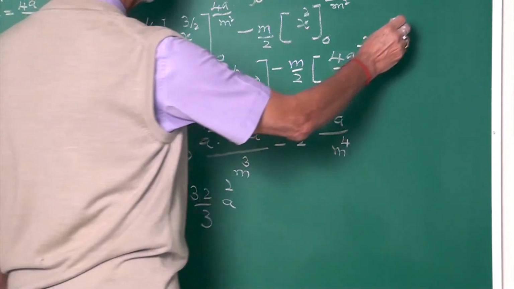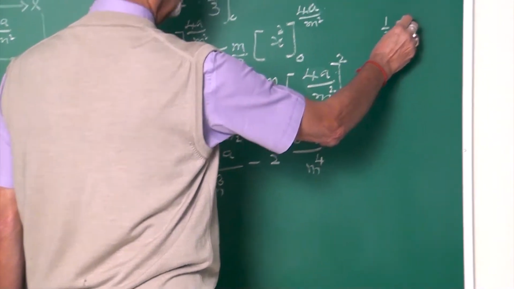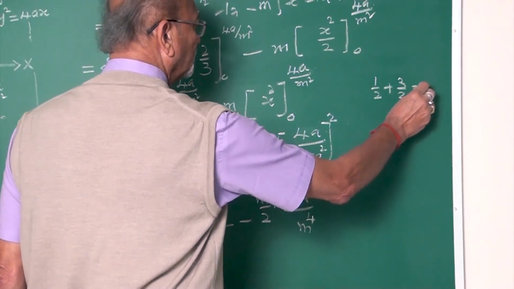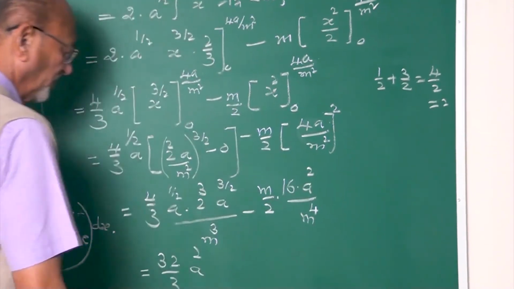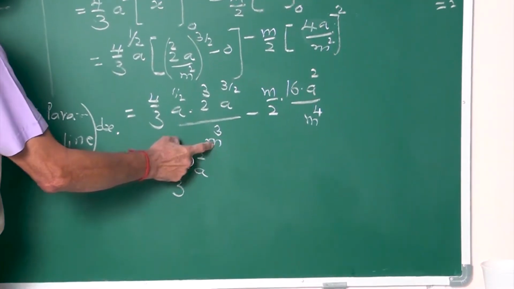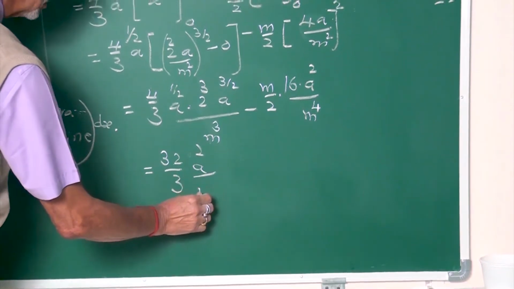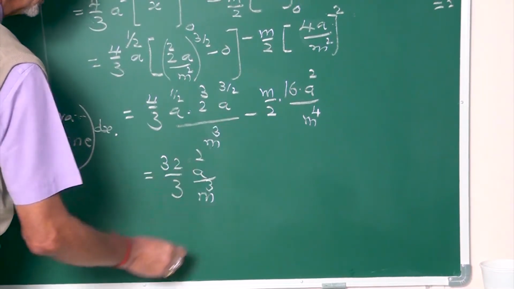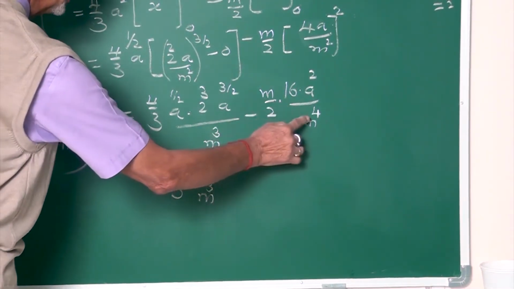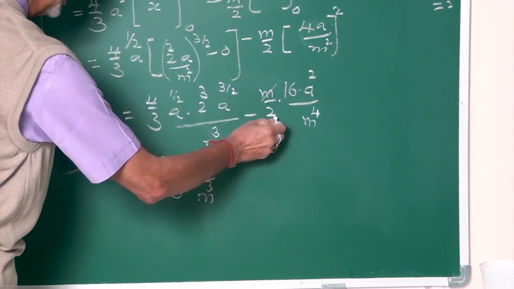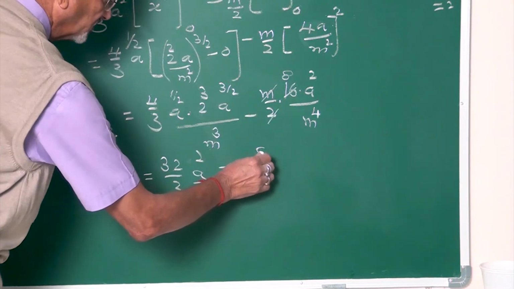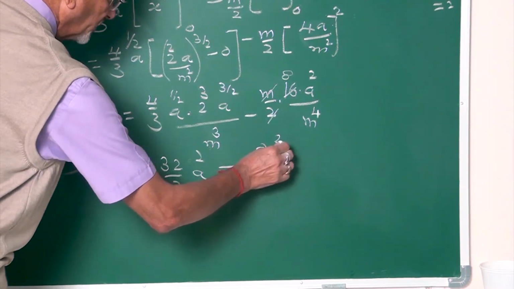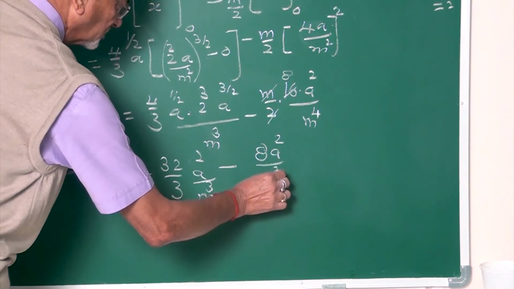I do it here, my friends. 1 by 2 plus 3 by 2 is 4 by 2, and 4 by 2 is 2, so I have written it directly. Down is m cube minus 1, m is cancelled, and 2 cancels with 16 to give 8. You are left with 8a square upon m cube, m cancelled.